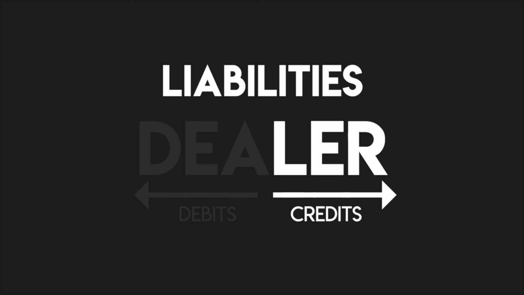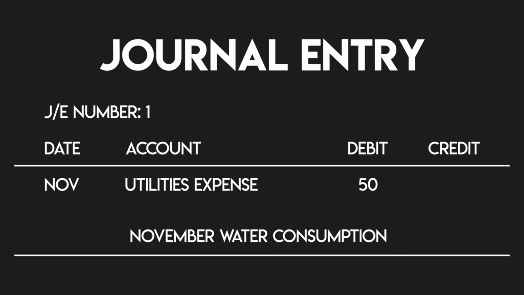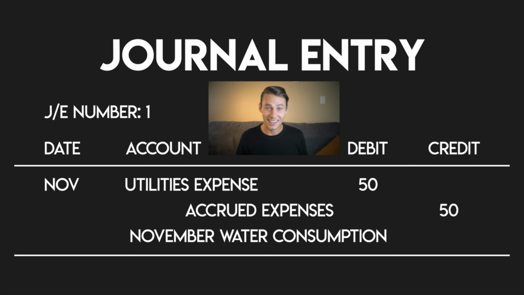And liabilities are the L in DEALER. Normal credit accounts, so credits increase accrued expenses and debits decrease them. So we need to credit our accrued expenses to increase them by $50 in the balance sheet. Great. Let's see how this adjusting journal entry affects our general ledger using T accounts.